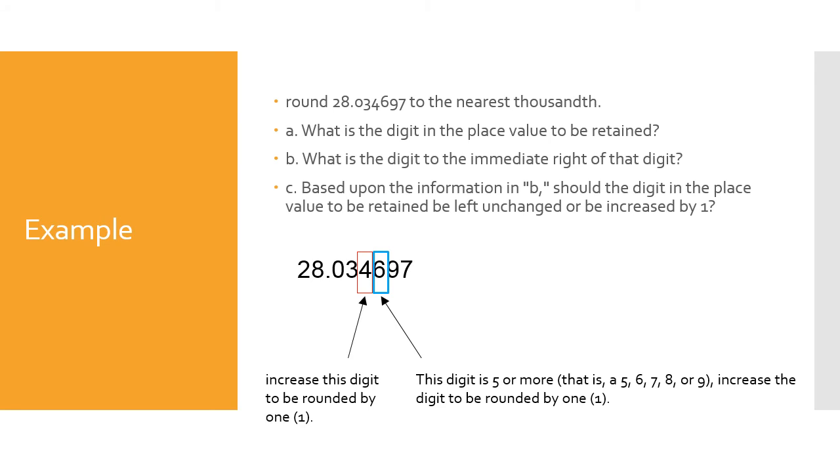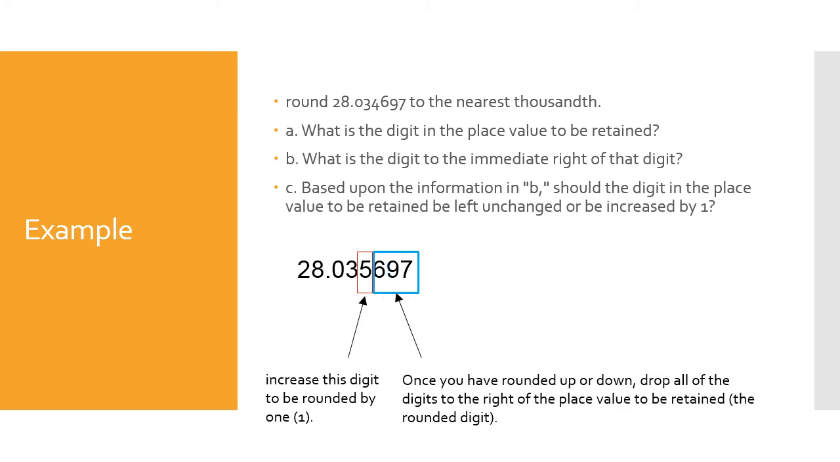That's the digit that determines whether or not we go up or stay the same. So if it's a 5, 6, 7, 8, or 9, we're going to go up. That 4 in the little red box is going to become a 5. Okay, so we took our 4 and we turned it into a 5. Once you have rounded up or down, drop all of the digits to the right of the place value to be retained, the rounded digit.